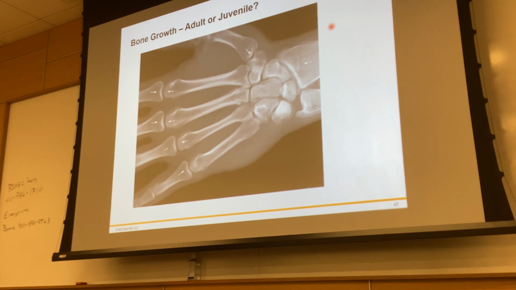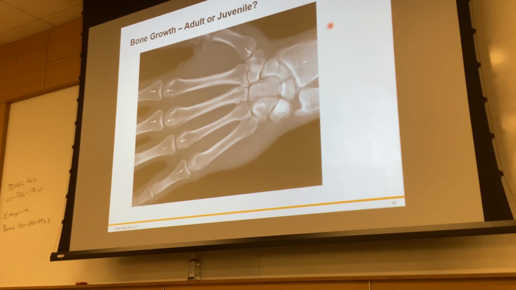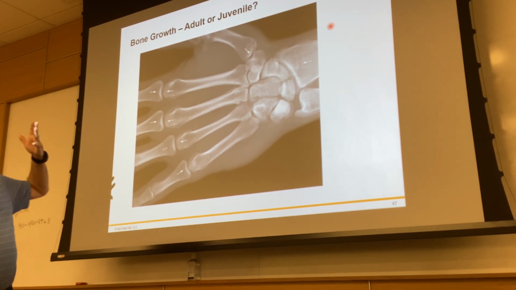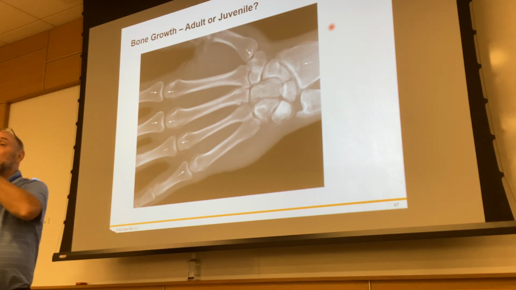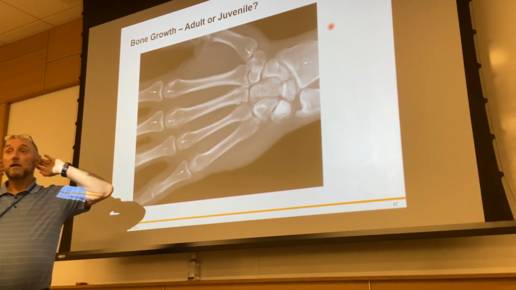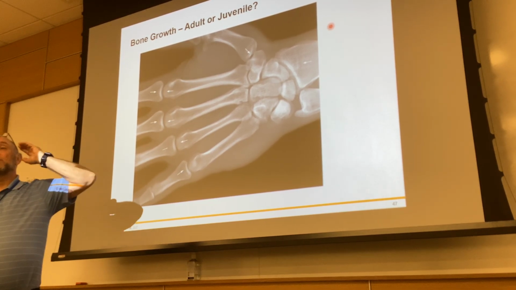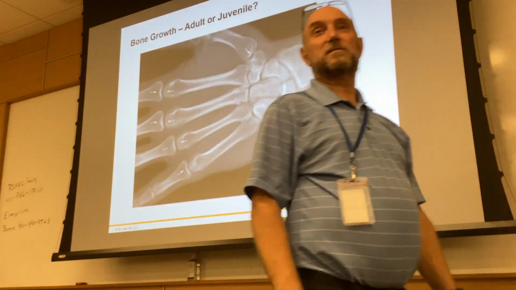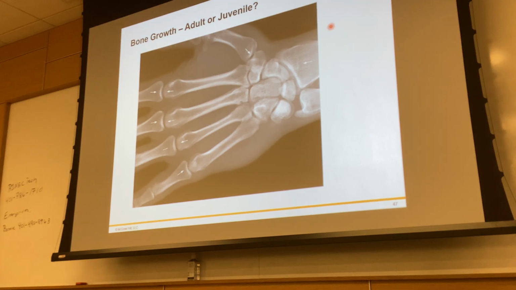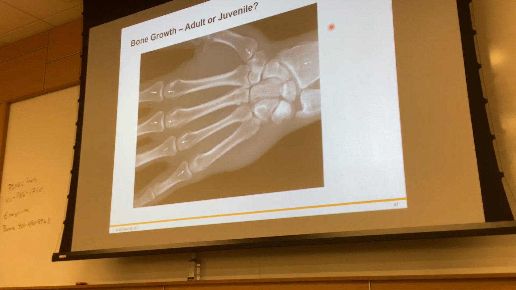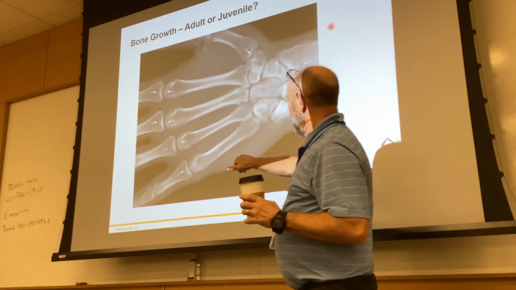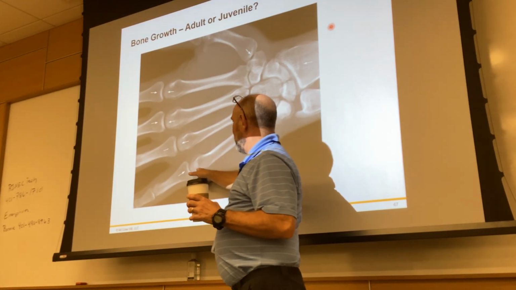Adult or juvenile? Adult. How do you know? Everything's there. But for juveniles, depending on how old the juvenile is, it's going to have medullary cavities. But you don't really see the medullary cavity here.